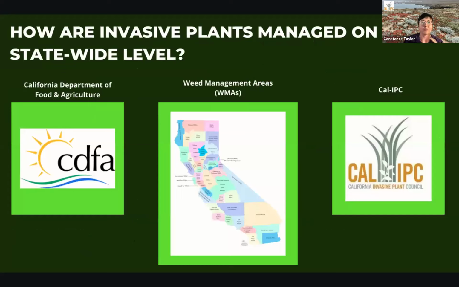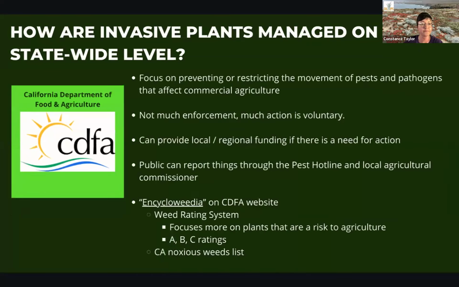So how are invasive plants managed on a statewide level? There's three main structures in place. We've got the California Department of Food and Agriculture. We have the weed management areas, or WMAs, and then there's Cal IPC. I'm going to dig into these three a little bit more.